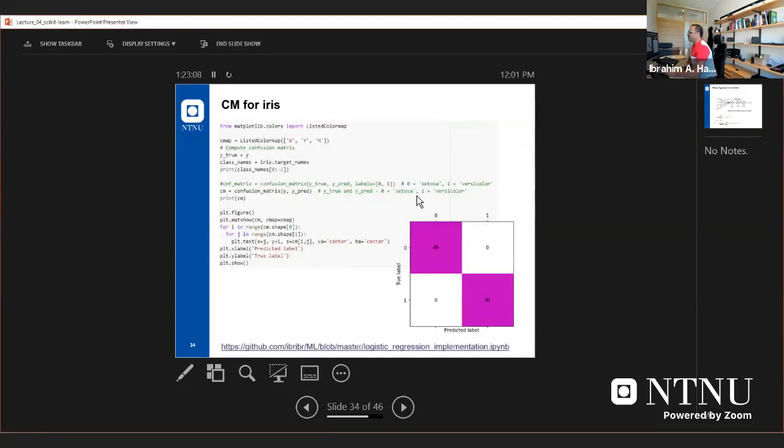So we have a very simple command here. It's called confusion matrix. The input to this confusion matrix will be the true labels and predicted labels, y and y predicted.